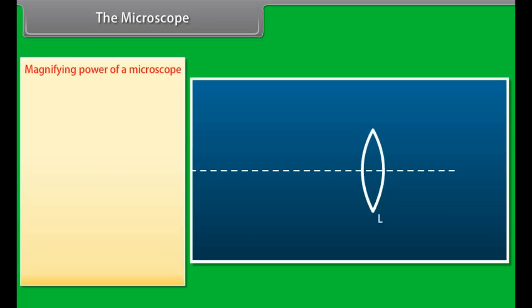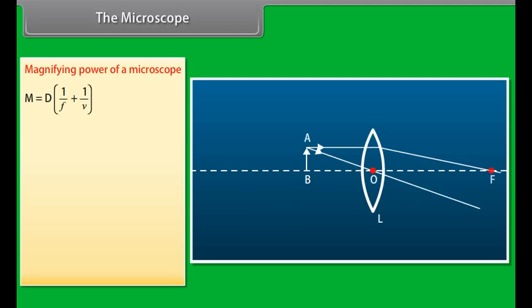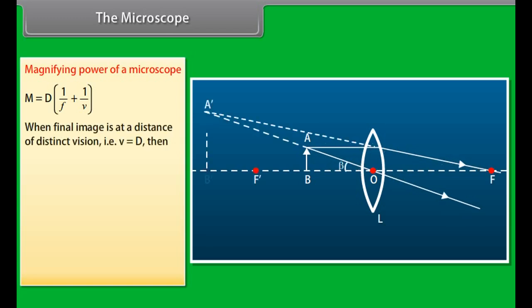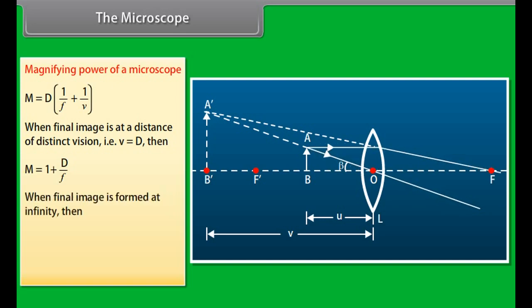Magnifying power of a microscope. M is equal to D into 1 by F plus 1 by V. When final image is at a distance of distinct vision, that is V is equal to D, then M is equal to 1 plus D by F. When the final image is formed at infinity, then V is equal to infinity. M is equal to D into 1 by F plus 1 by infinity, which is D by F.